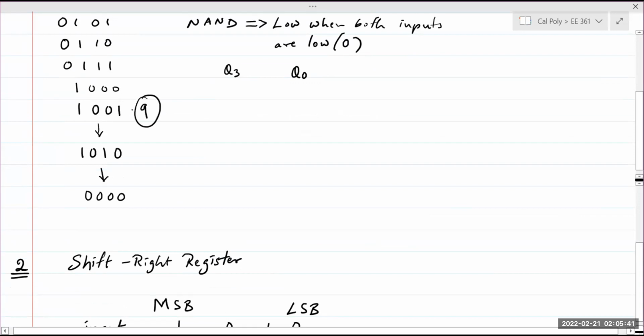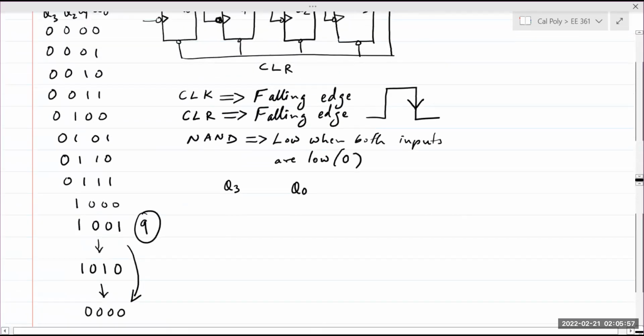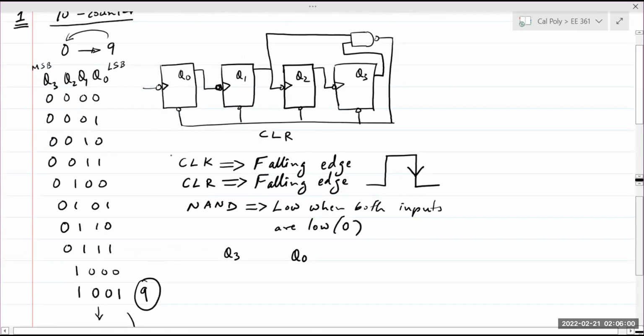And when it goes from 9 to 1010, it should automatically reset to 0000. Okay, so let's analyze the circuit and see how it would work. So as I was saying, both the clock and the clear signals activate on the falling edge. And so on a negative going transition from high to low, meaning it has to go from 1 to 0 on the negative edge, that is when the JK flip-flop will toggle, it'll activate.